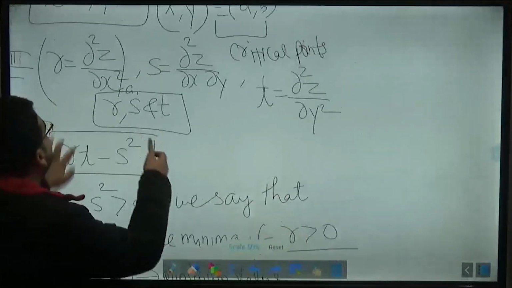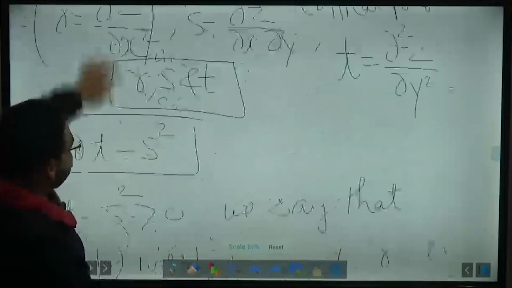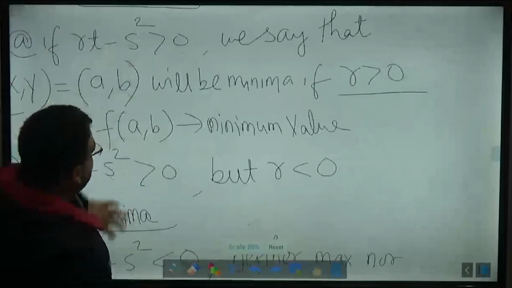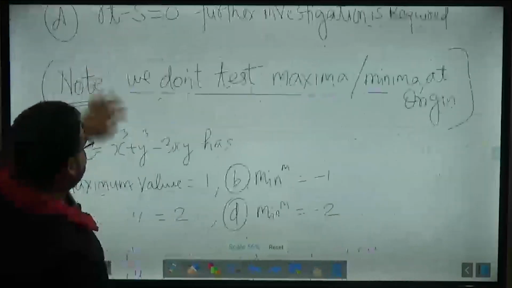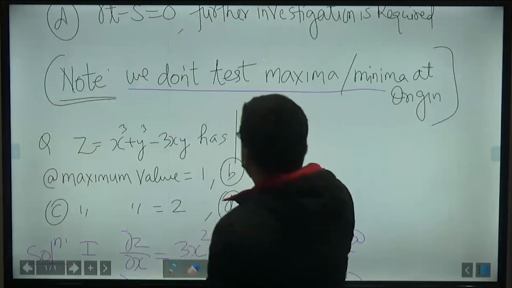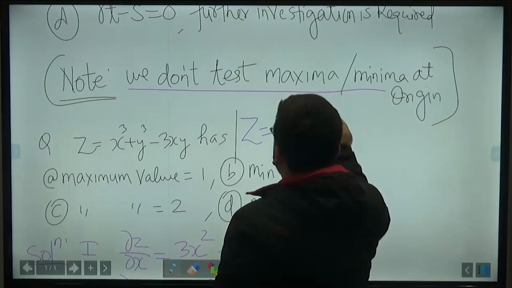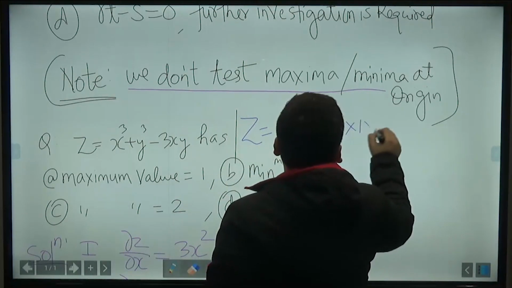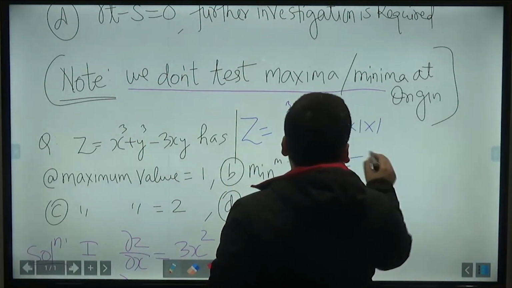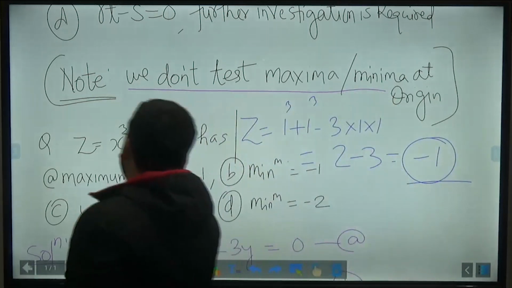Let us put the value of x equal to 1, y equal to 1 in the function itself. Now what was the function? Let us go to the numerical directly. This was the function. If you put the value of x and y here, z is equal to 1 cubed plus 1 cubed minus 3 into 1 into 1, which is 2 minus 3, equal to minus 1. So the minimum value is minus 1.